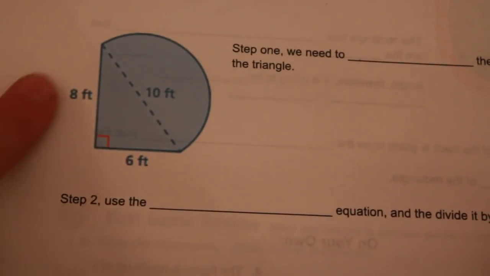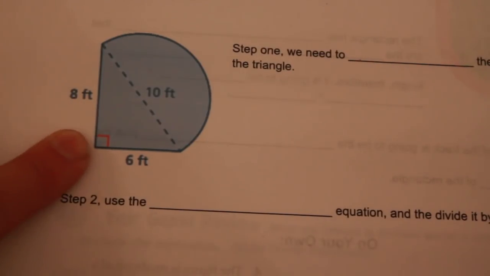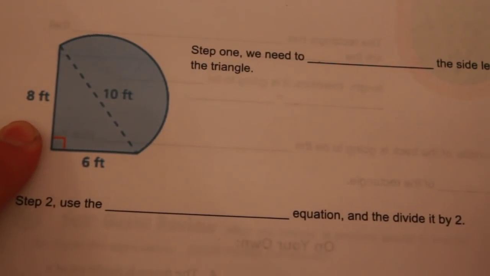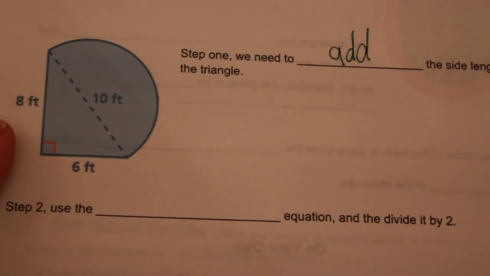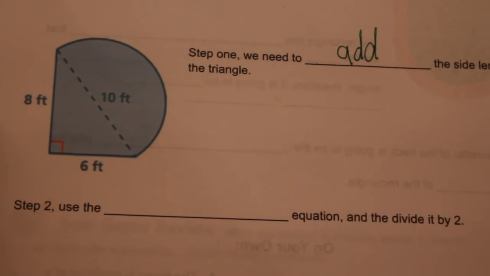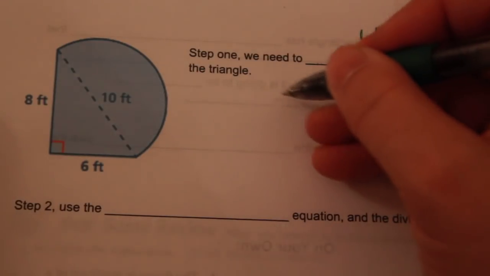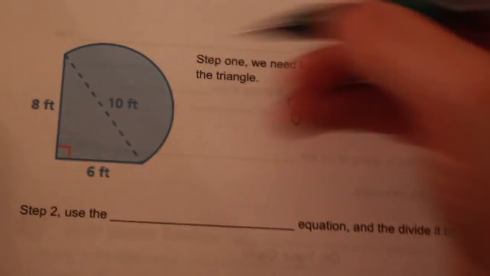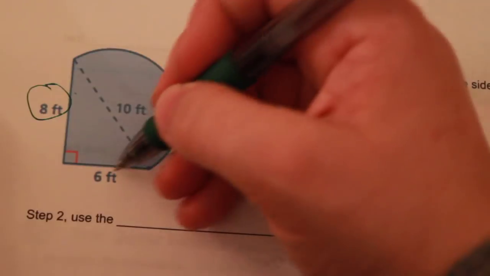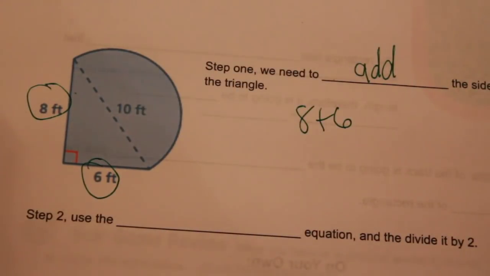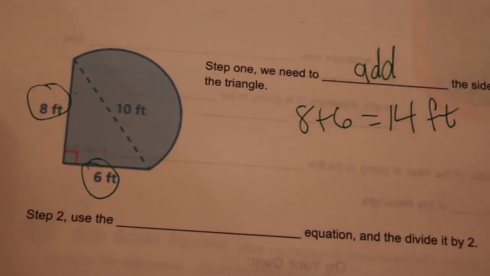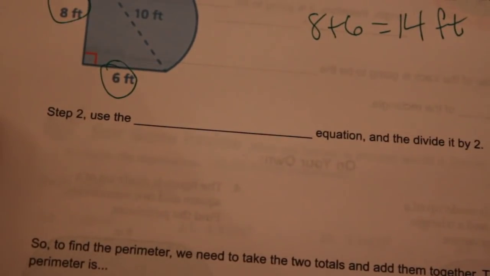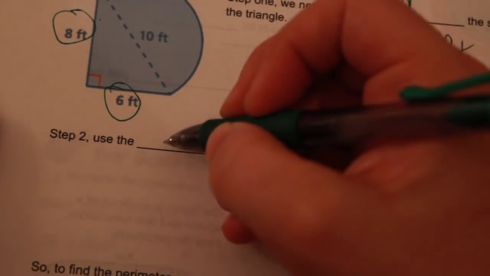Alright, so now we're going to look at this one right here, and we're going to follow those steps. So step 1, we need to add the side lengths of the triangle. 8 plus 6, right here and right here, 14 feet. Now we're going to use the circumference equation.